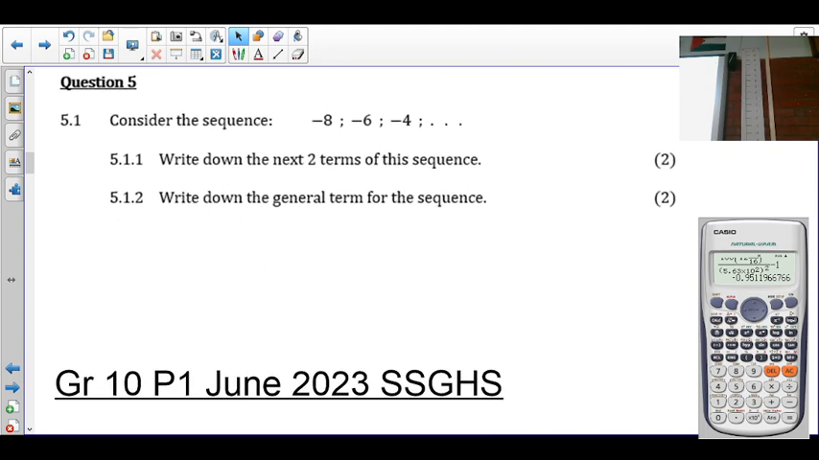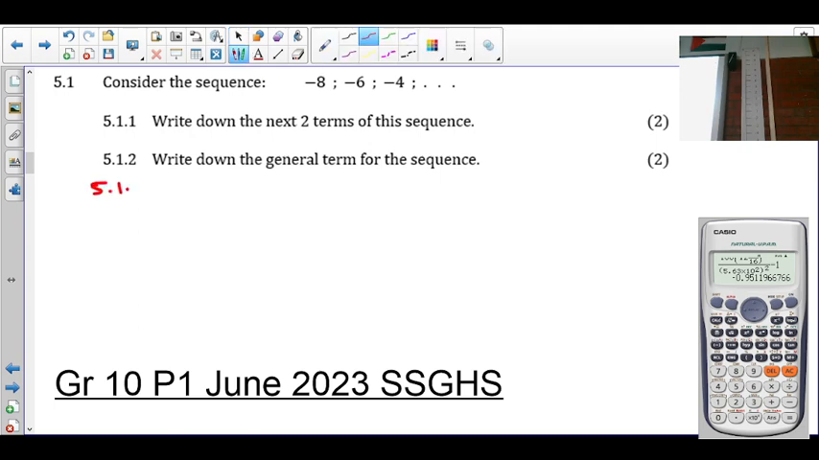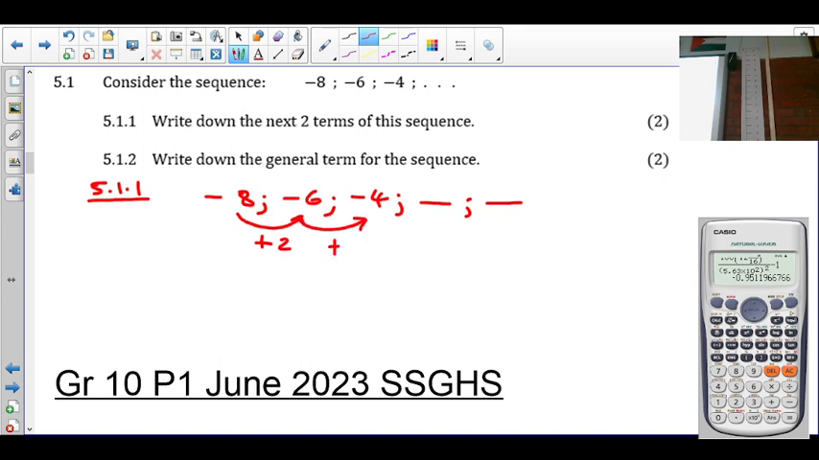People, number 5. So we did number patterns as well. So in number 5, you see, consider the sequence. You got negative 8, negative 6, negative 4. And write down the next two terms in the sequence. So how do I move from one term to the next? I'm adding 2. So if I add 2, I'm going to get negative 2. If I add 2, I get 0. So the answer I was looking for is negative 2 and 0.